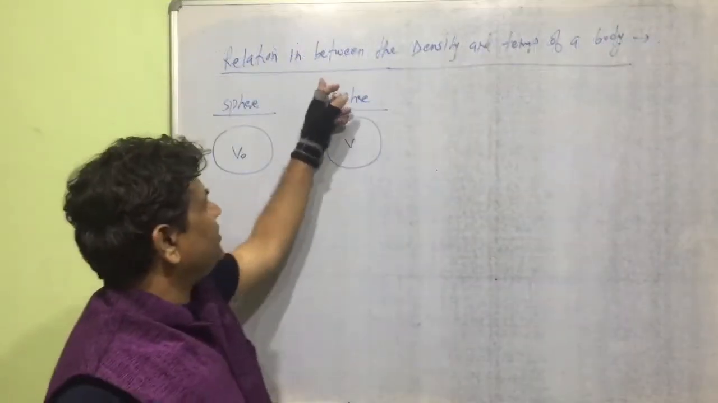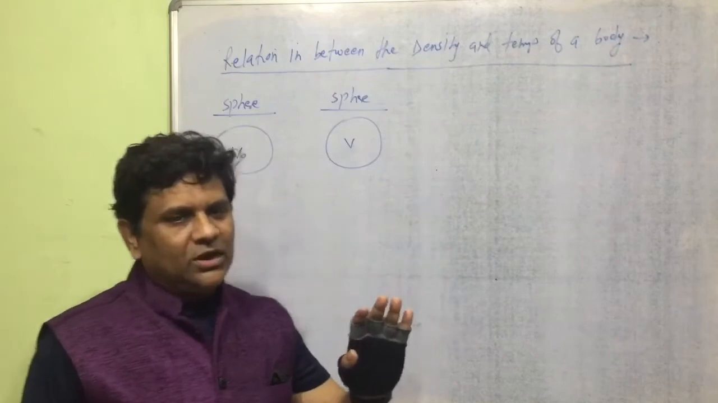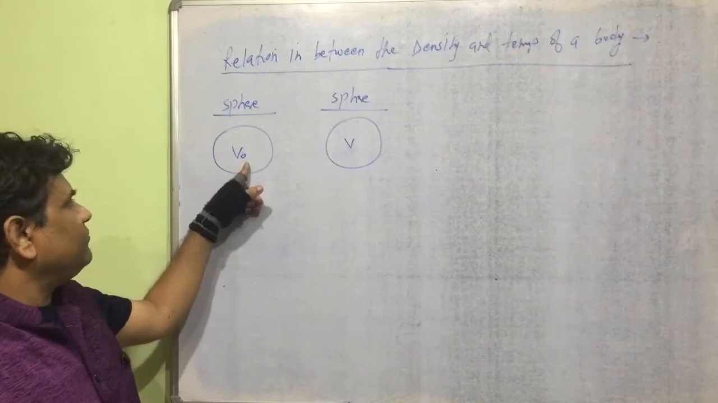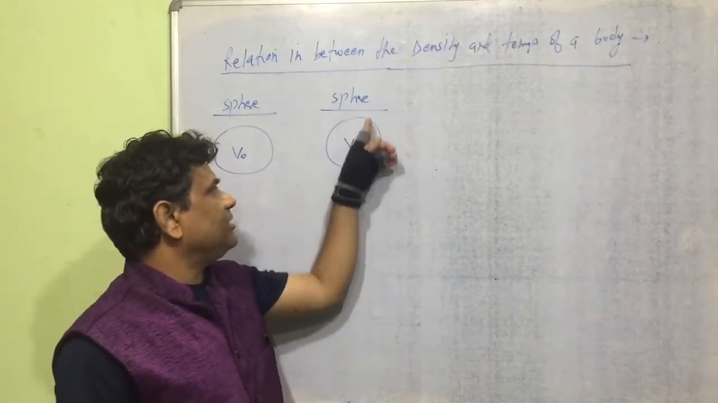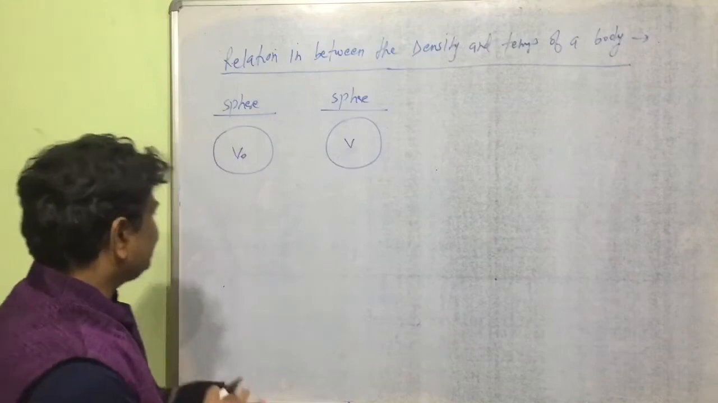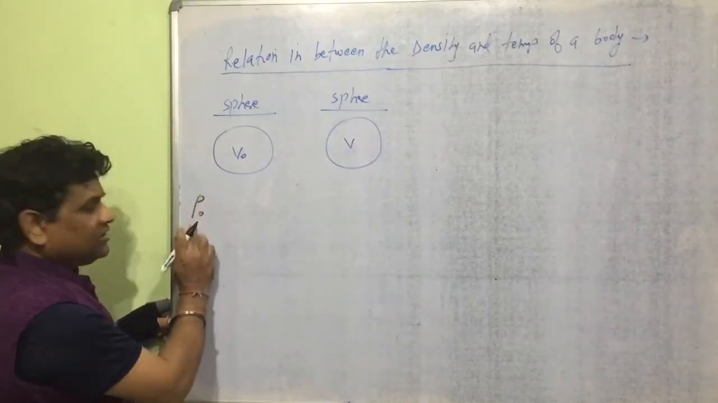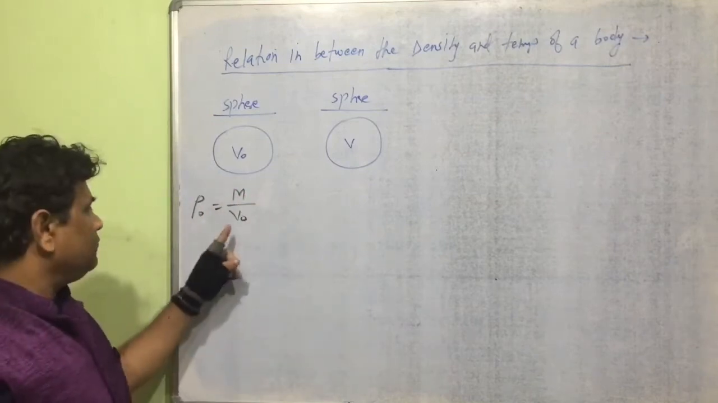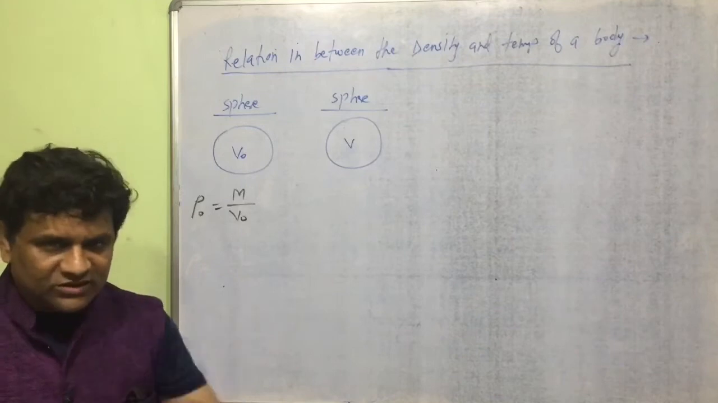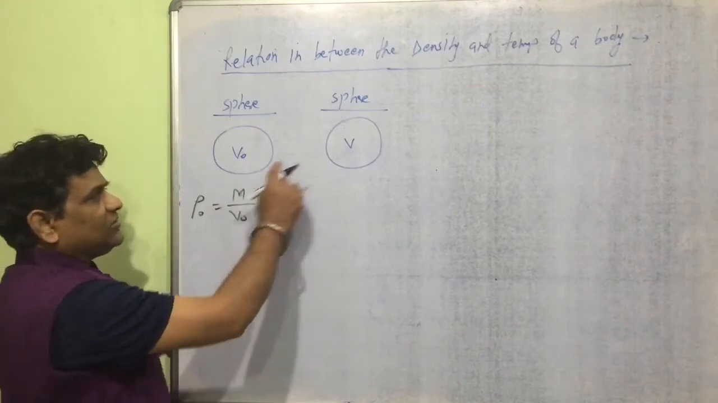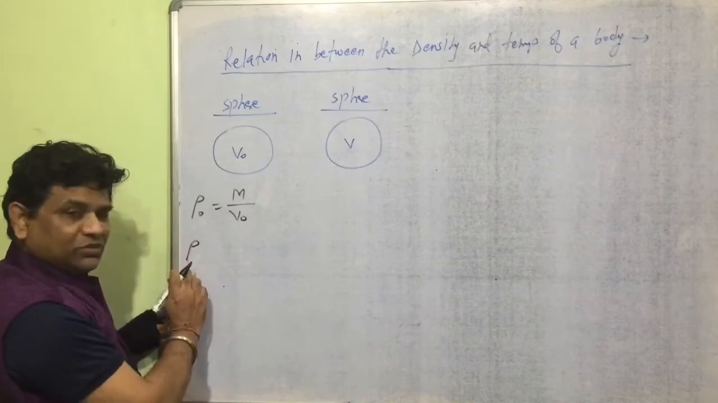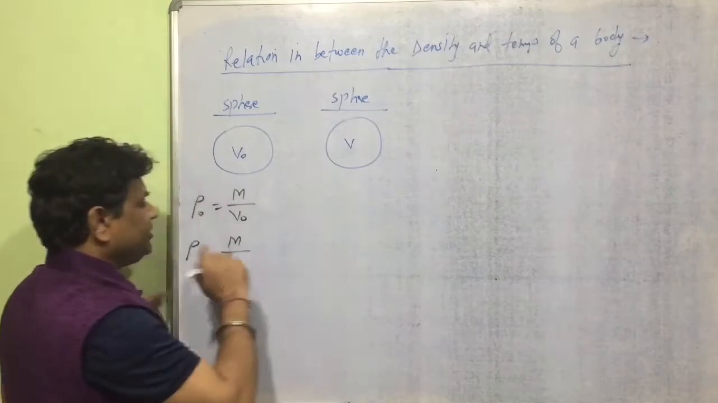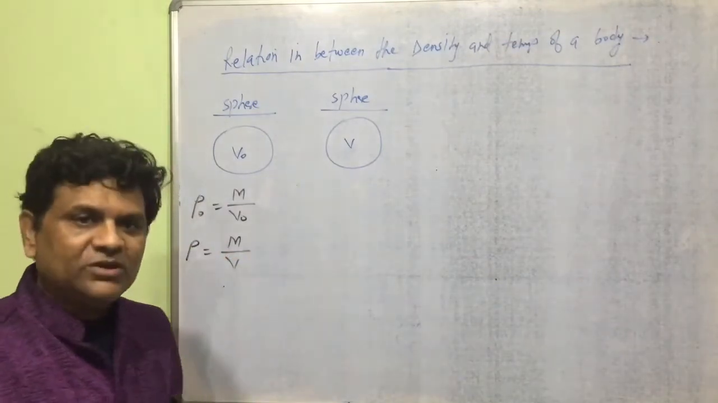Now the relation between the density and the temperature of a body, where the body is taken as a sphere. V naught is the initial volume of the sphere and V is the final volume of the sphere. The initial density of the sphere is rho naught, which is equal to m by V naught. The final density of the sphere is rho, which is equal to m by V.